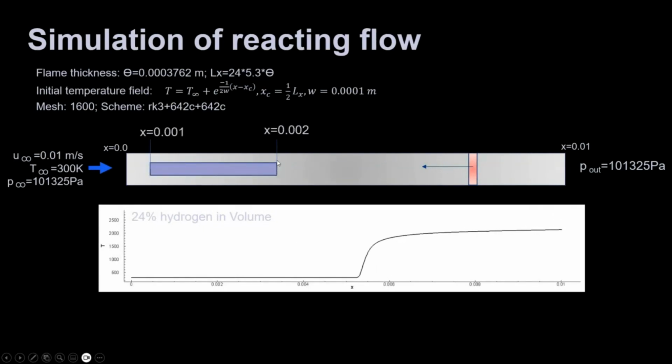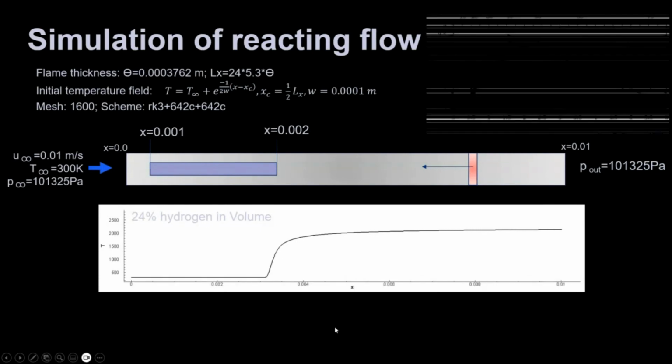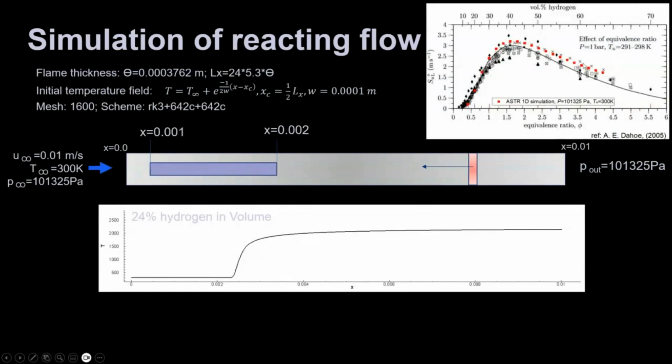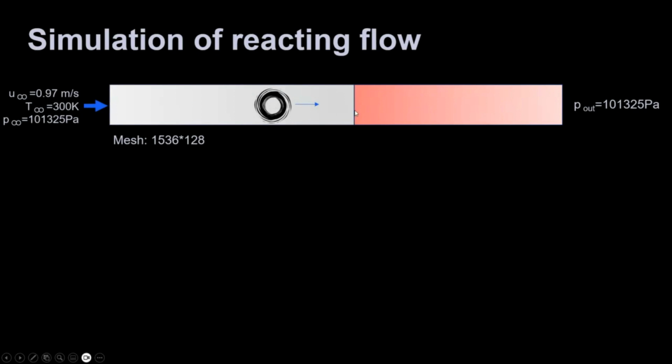We can record when the flame reaches the first station and then the second station. In this way, we can calculate the burning velocity. When we calculate the burning velocity and benchmark it with the experiment data, it gives a perfect agreement. And then we do the 2D simulation.